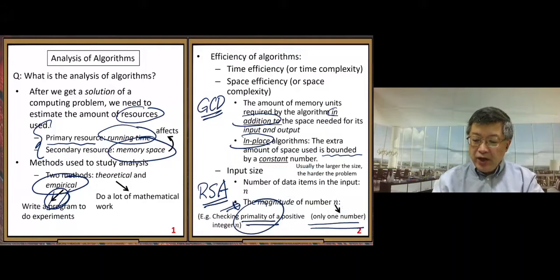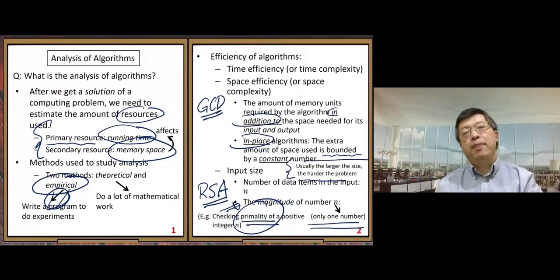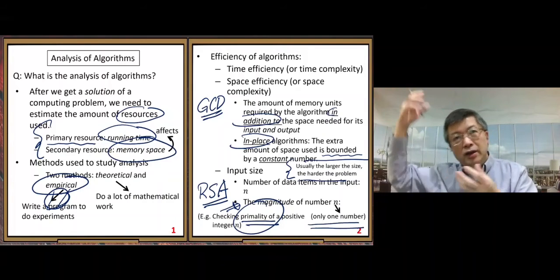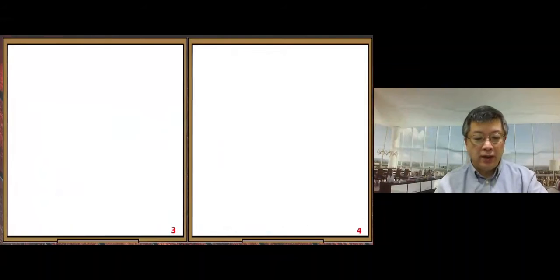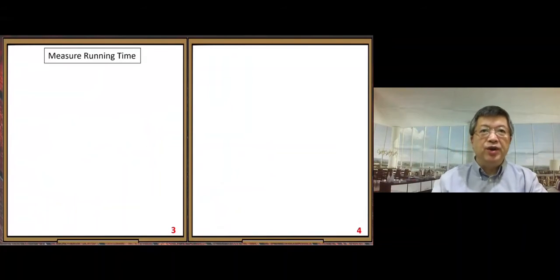So usually the larger the size, the harder the problem. Natural understanding. The size keeps growing, so then the problems become harder and harder. All right. Next, measure running time.